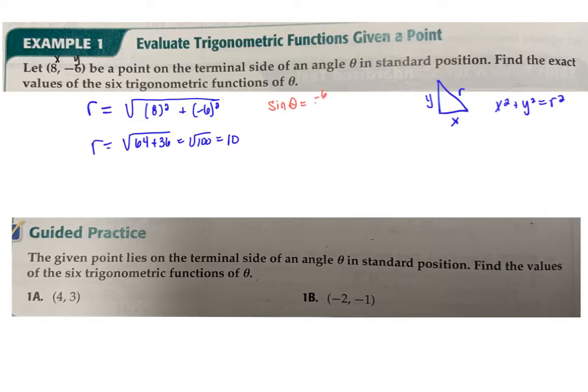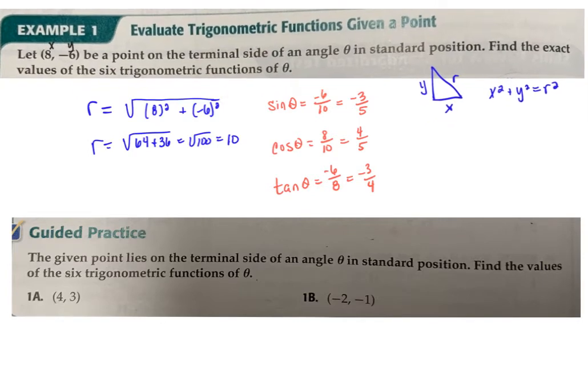Negative 6 over 10, I'm going to reduce it to negative 3 over 5, not 10. Negative 3 over 5, right? My cosine is x over r, so I'm going to reduce that. And my tangent is y over x, and I'm going to reduce that as well. So I have my sine, cosine, and tangent.